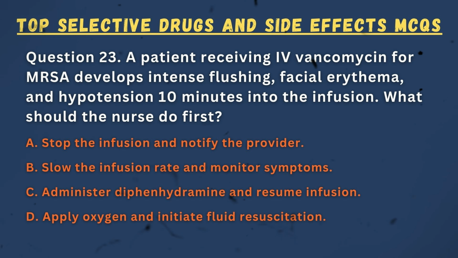Question 23. A patient receiving IV vancomycin for MRSA develops intense flushing, facial erythema, and hypotension 10 minutes into the infusion. What should the nurse do first? A. Stop the infusion and notify the provider. B. Slow the infusion rate and monitor symptoms. C. Administer diphenhydramine and resume infusion. D. Apply oxygen and initiate fluid resuscitation.